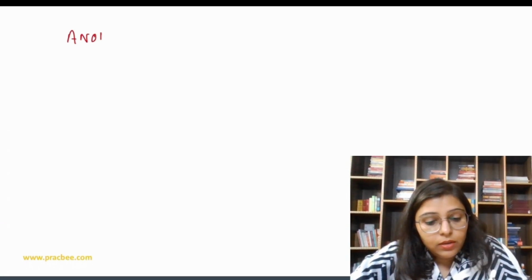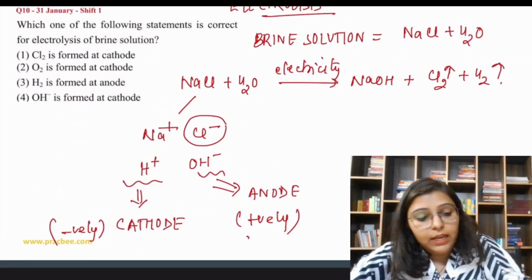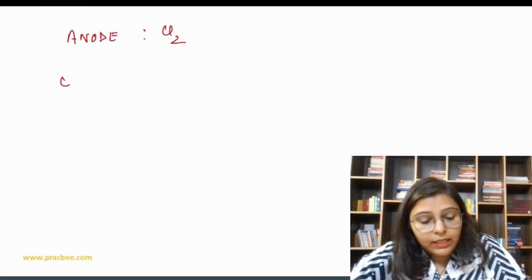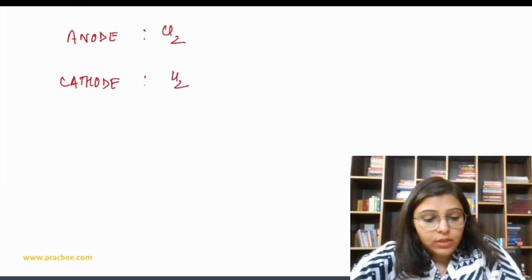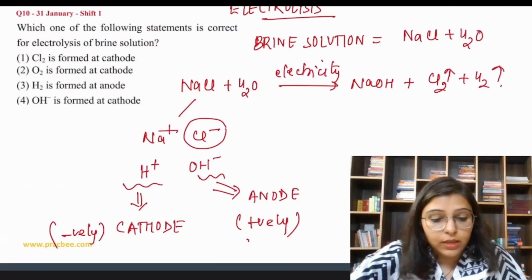At the anode, we get Cl2. At the cathode, we get H2. And then we have NaOH. Na+ combines with OH- to form NaOH. Now let's find out which statement is correct.